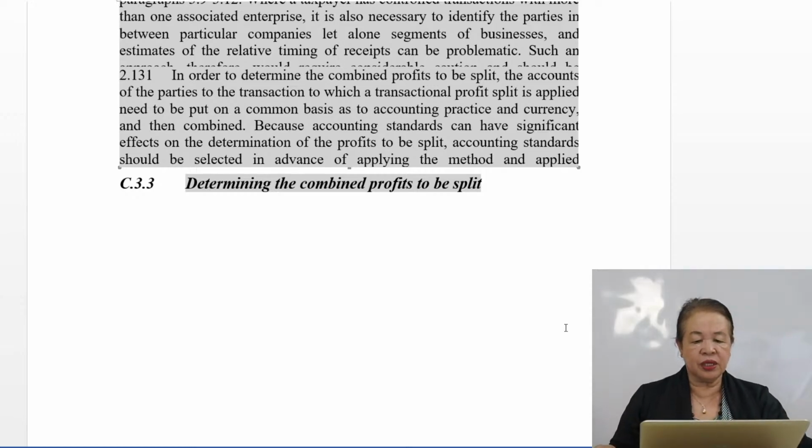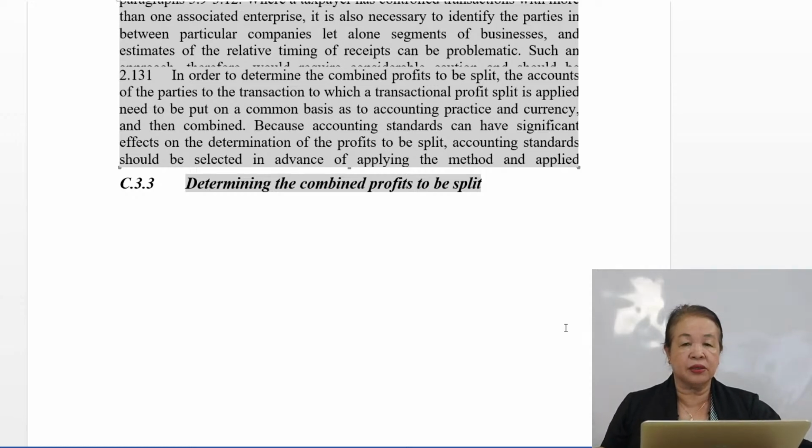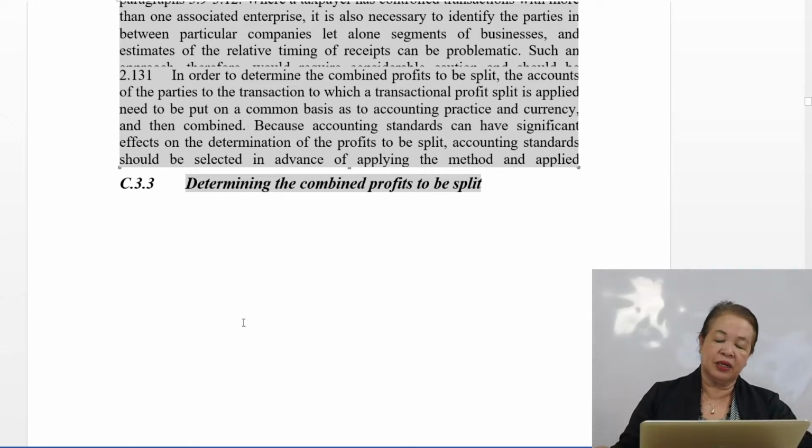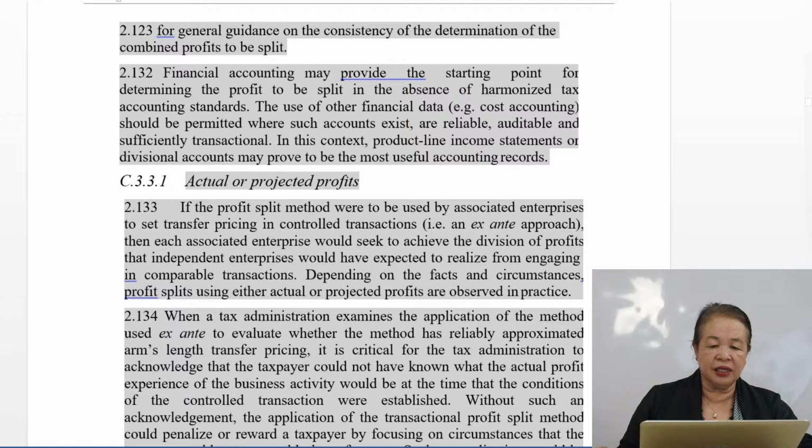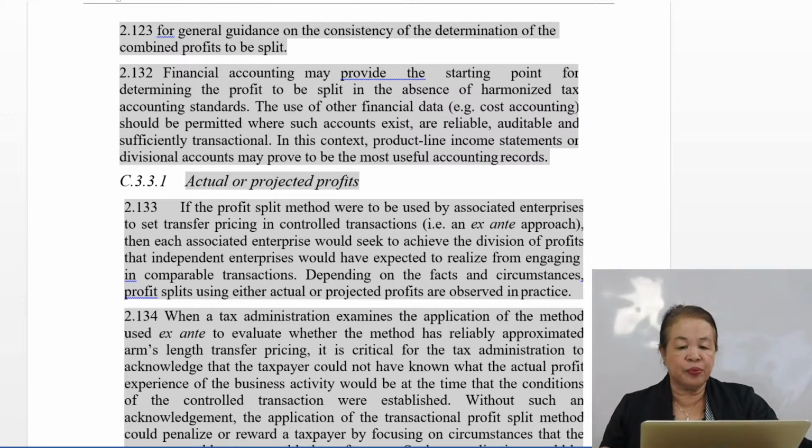No? So because accounting standards can have significant effects on the determination of the profit to be split, accounting standards should be selected in advance of applying the method and applied consistently over the lifetime of the arrangement. No? So see paragraph 2.121. Determining the combined profits to be split. So for general guidance on the consistency of the determination of the combined profits to be split, the financial accounting may provide the starting point for determining the profit to be split in the absence of harmonized tax accounting standards.